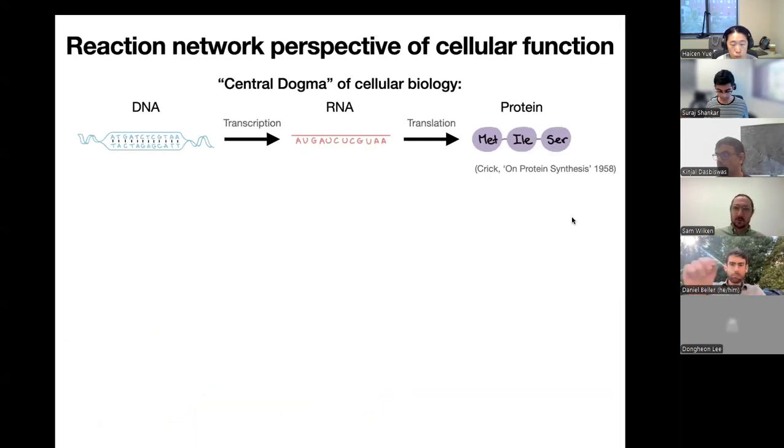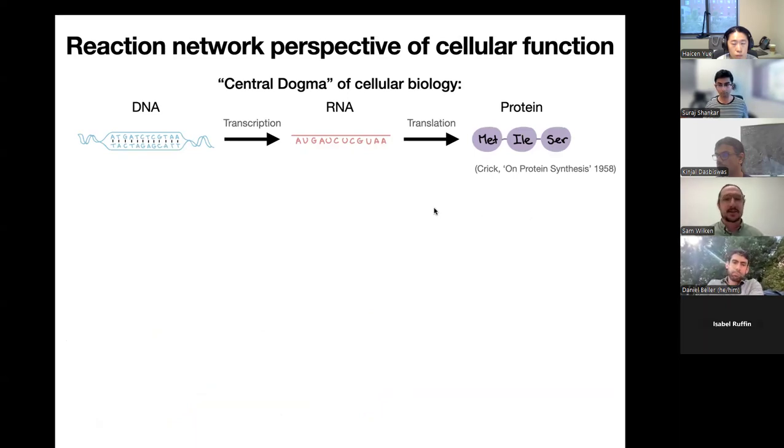So how does this all work? We all learn in our introductory biology class the so-called central dogma of cellular biology, that the code of cellular function is written in the DNA. That DNA is then transcribed into RNA, that is then translated into a protein, an amino acid sequence that folds and then performs a particular function.